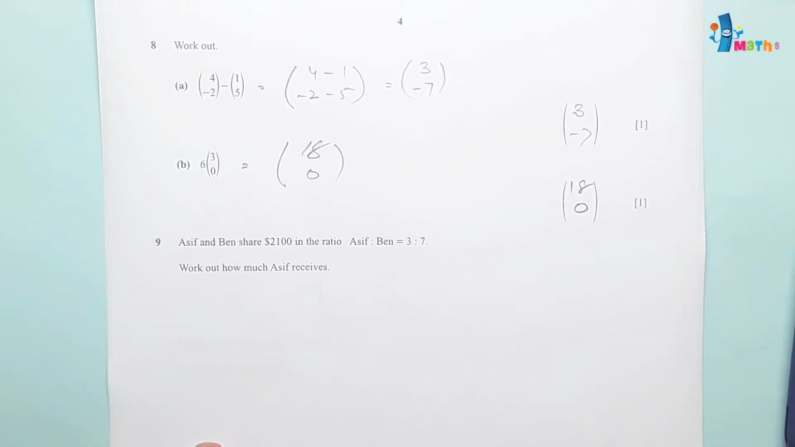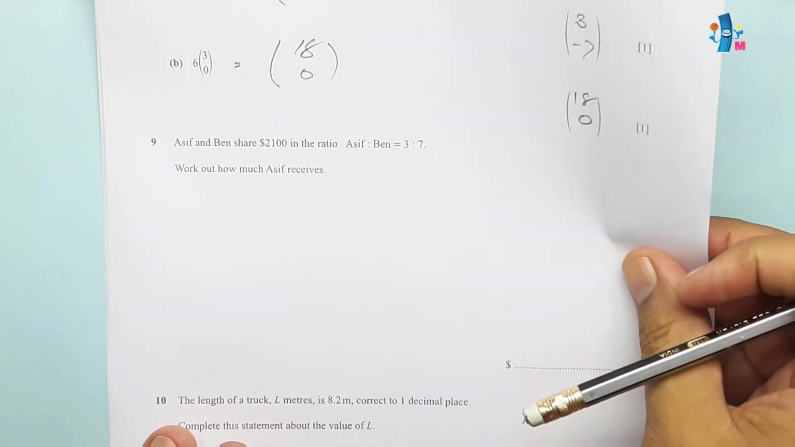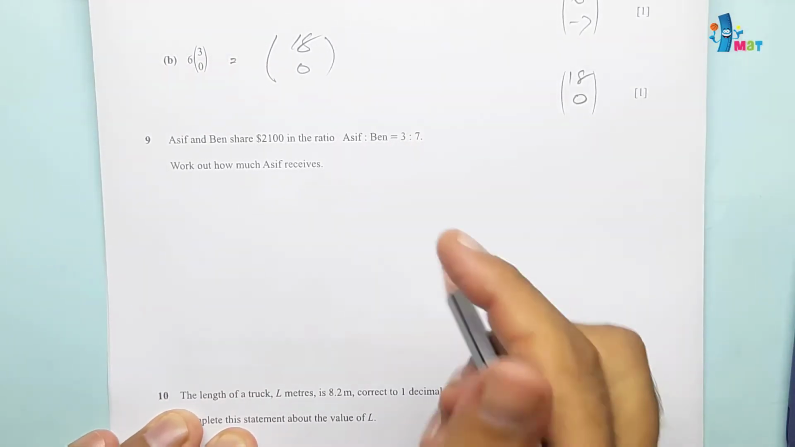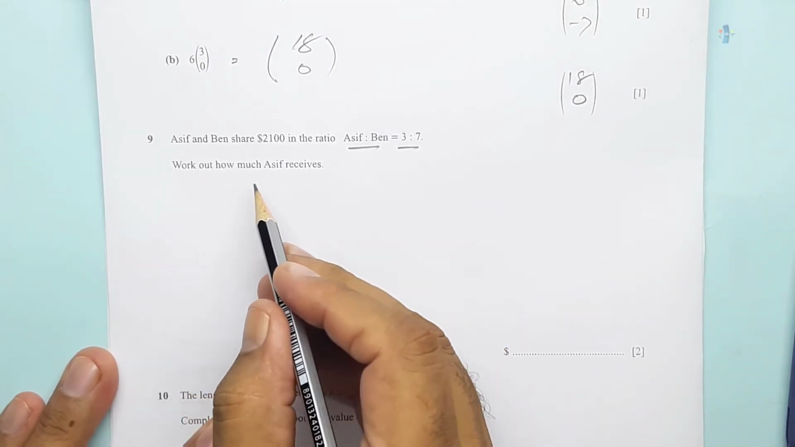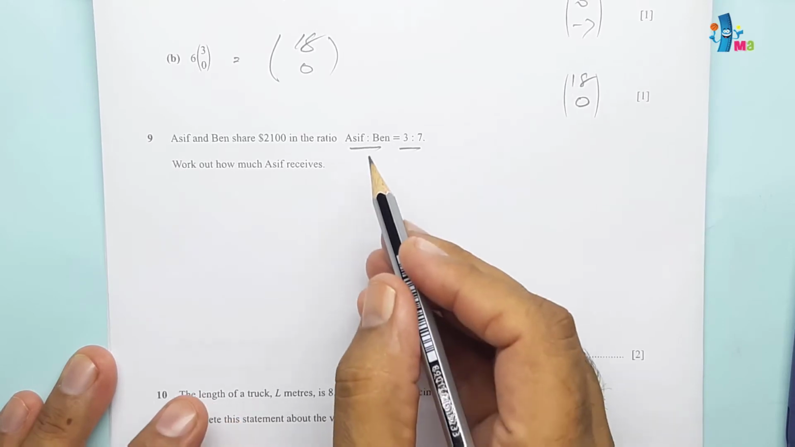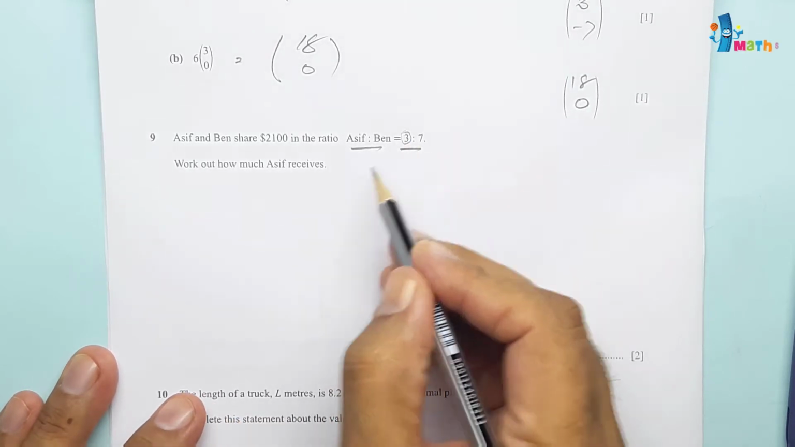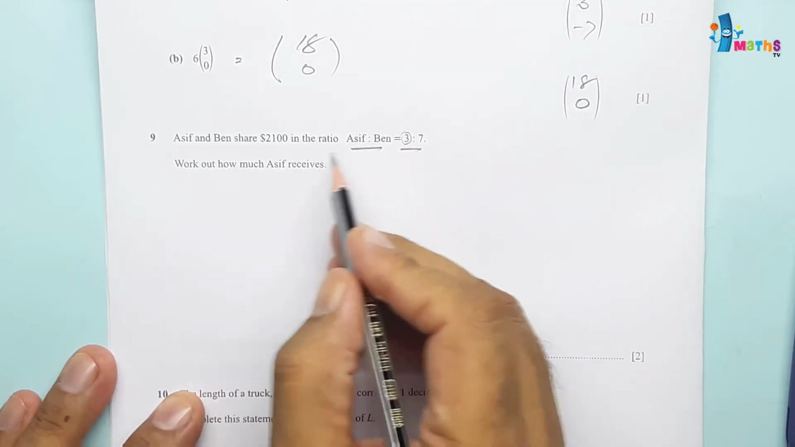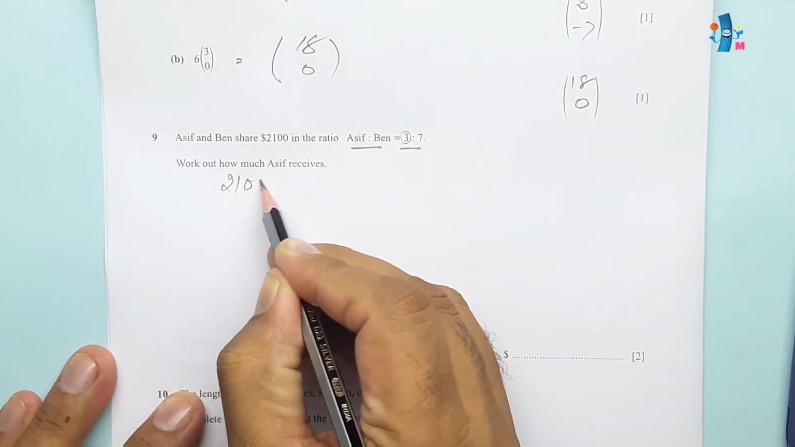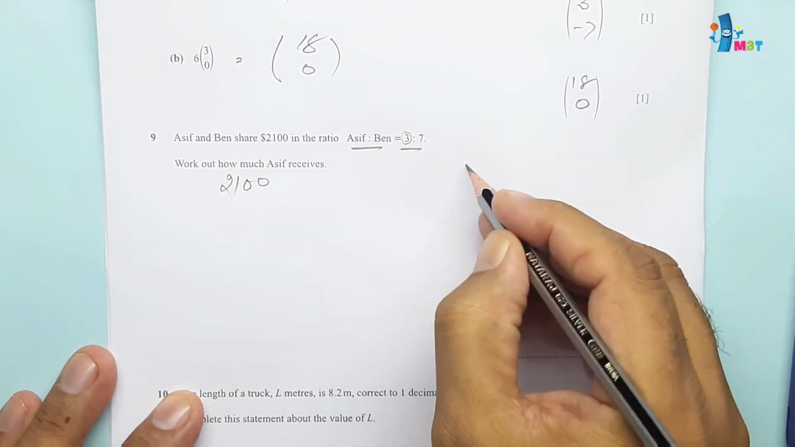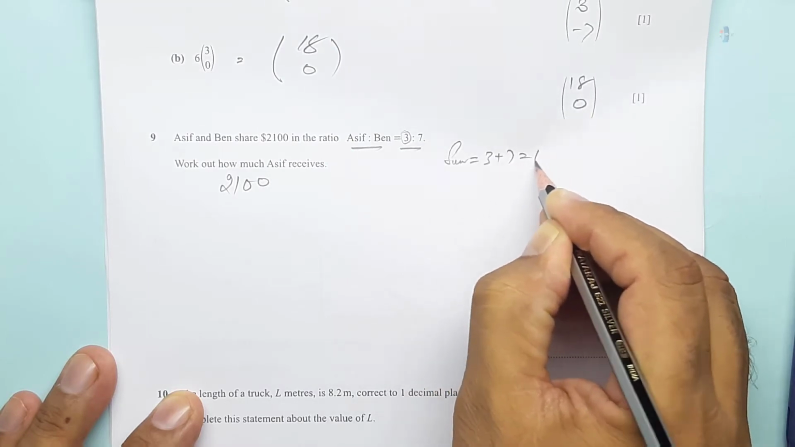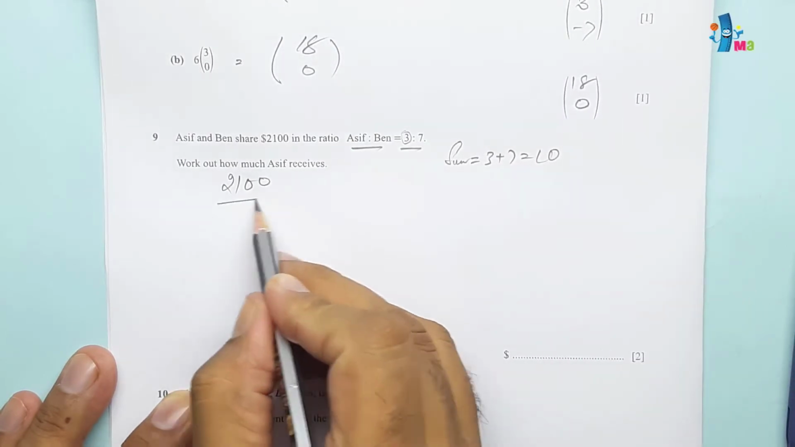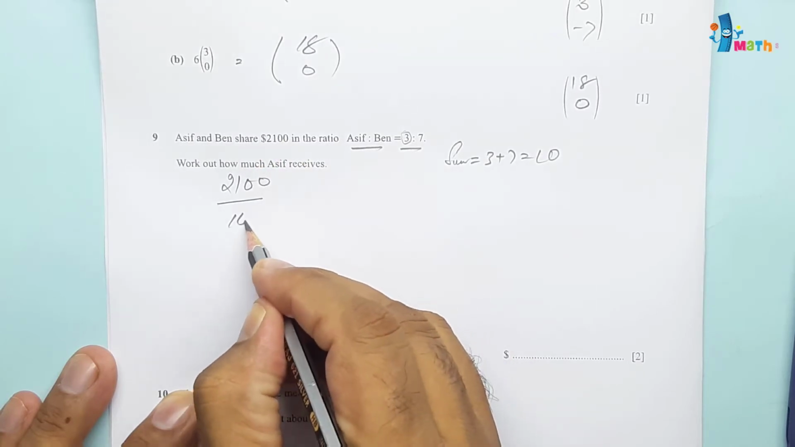Question number 9. Asif and Ben share $2,100 in the ratio of 3:7, and work out how much Asif receives. So the share of Asif is 3 parts. We will divide the whole by the sum of ratios. The sum is equal to 3 plus 7, which is equal to 10. So we'll be dividing the whole amount by 10.